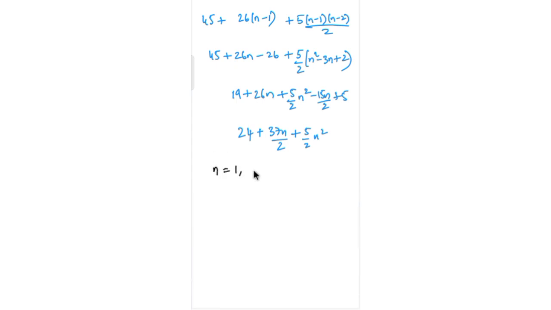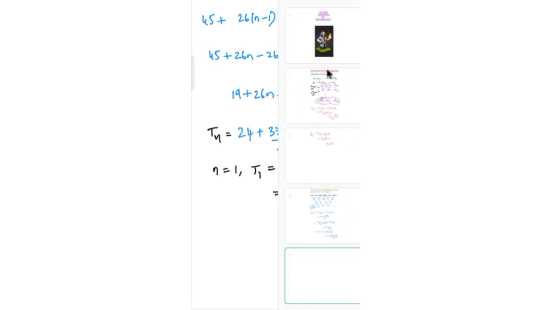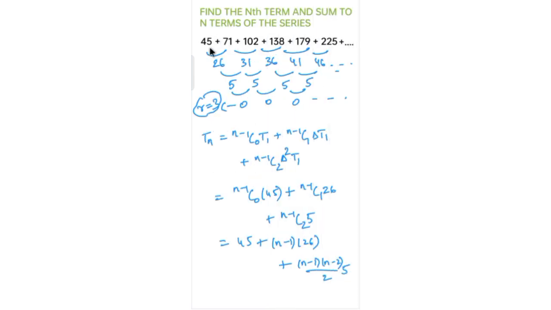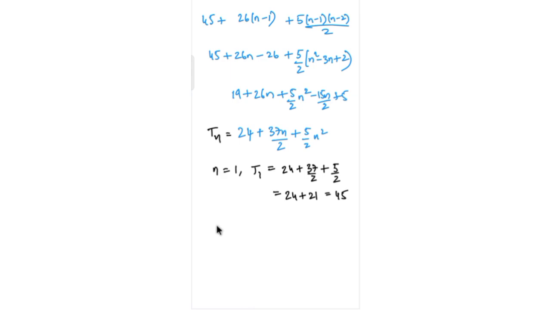So put n equal to 1, we get t1. This is the general form of tn, right? So t1 will be 24 plus 37 by 2 plus 5 by 2, which is 42 by 2, which is 21. So 24 plus 21 is equal to 45. You can even check from the question that my first term is 45 and my second term is 71. So let us check for that also.